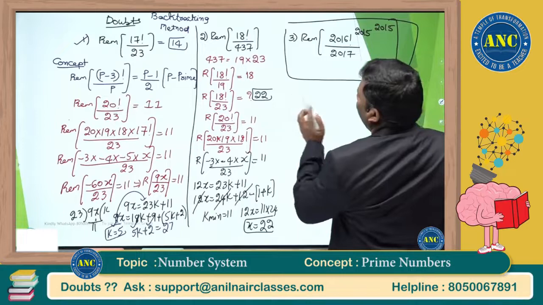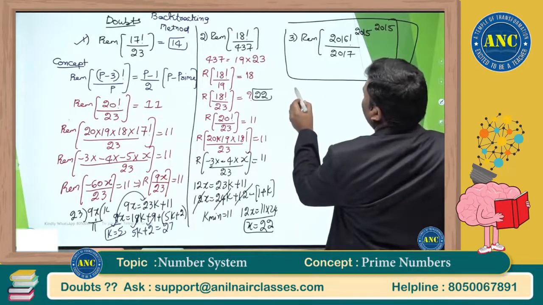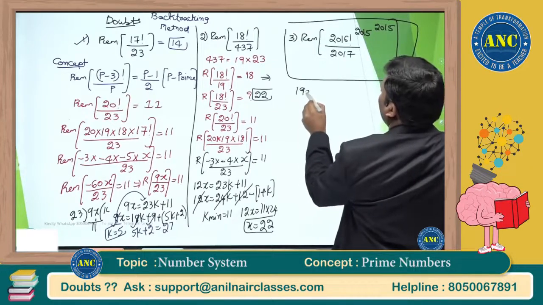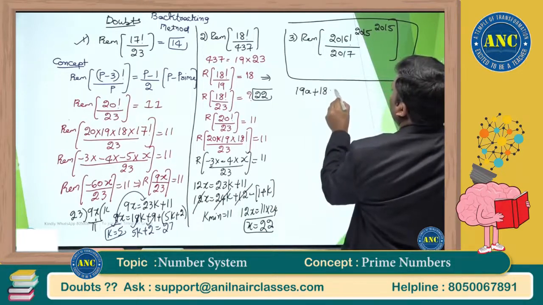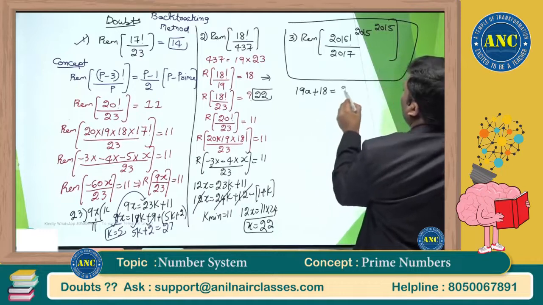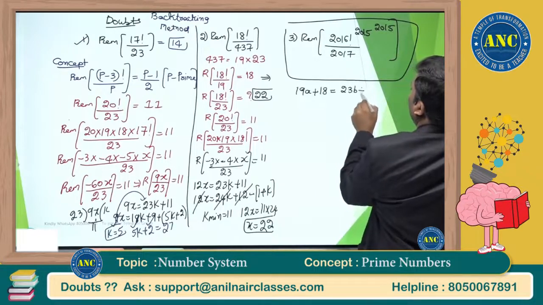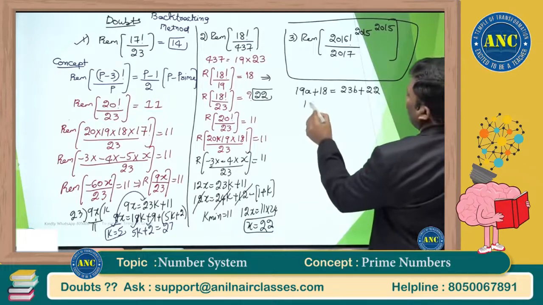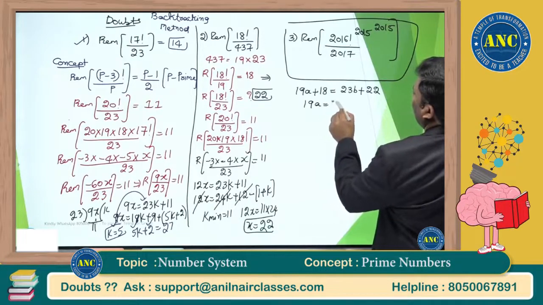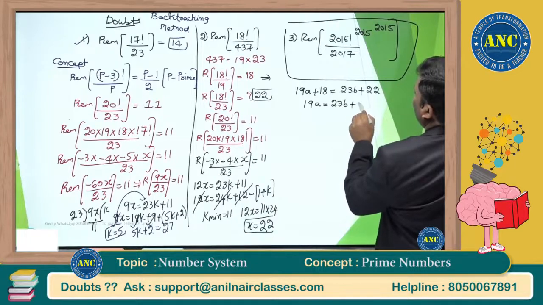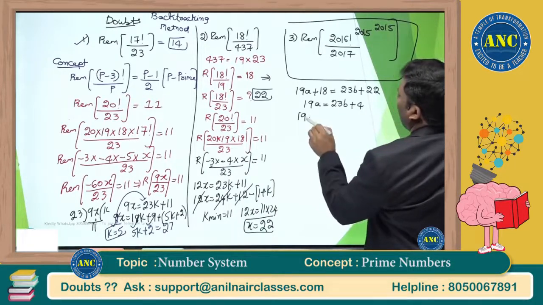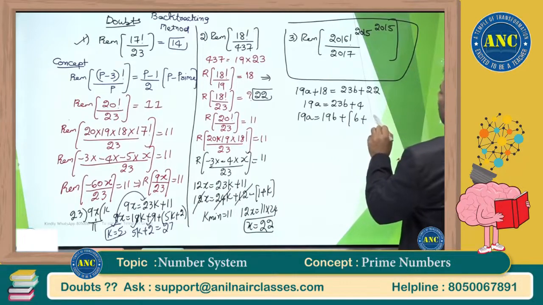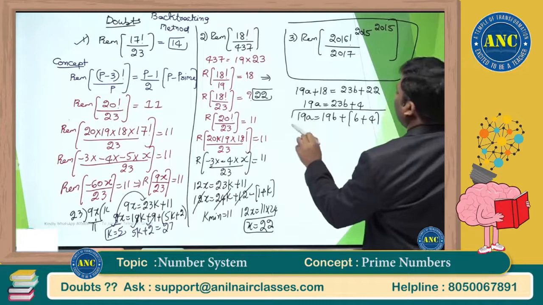Now, 18 factorial divided by 19, the remainder is 18, so 19a plus 18. 18 factorial divided by 23, the remainder is 22, so 23b plus 22. So 19a is equivalent to 23b plus 4. 19a equivalent to 19b plus b plus 4.